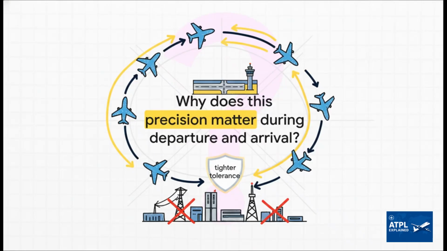So why the change? Well, it's pretty simple, right? The closer you get to an airport, the more crowded the sky becomes. This much tighter tolerance is all about keeping you safely separated from other planes and making sure you have clearance from any obstacles on the ground. Down here, precision is everything.